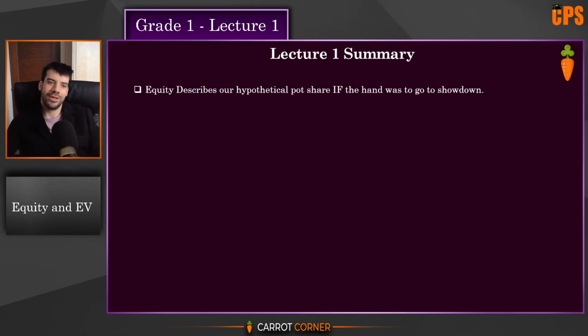Let's avoid that. So firstly, equity describes our hypothetical pot share if the hand was to go to showdown. Okay, great. That's all it's doing. It's not telling us how often we'll win. It's not telling us how much we'll win. It's just telling us what we would win if we went to showdown. A very useful concept, but far from everything.